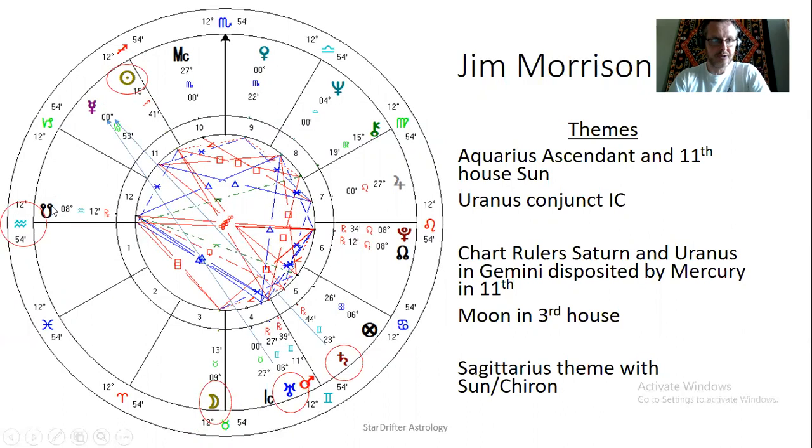Four angles in the chart: the Ascendant, the Descendant, the Midheaven, and the IC. Any planets close to these will have extra strength. Okay, so they will be more noticeable through the person's life. The effects of those planets and their influences will be present.